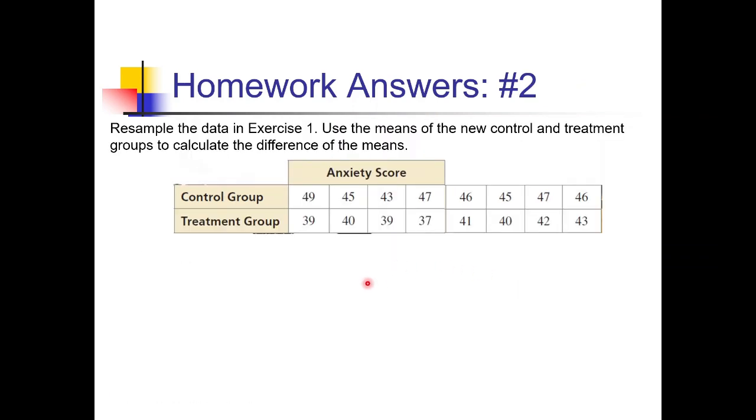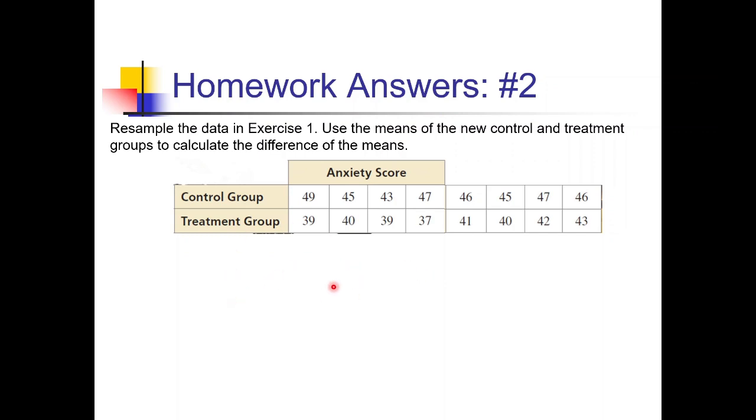For this next problem, they want us to resample the data from exercise 1 and then come up with a new experimental mean difference between the new control and the treatment group. So basically you have to randomly reassign all of these and just do what you did in part A from problem 1 again. There's lots of different answers you're going to get because there's a lot of ways to randomly reassign things. I'll show you a quick way that you could do it on Desmos. Then I'll show you what I got when I did this the first time around, which probably won't be what I get when I show you just now.